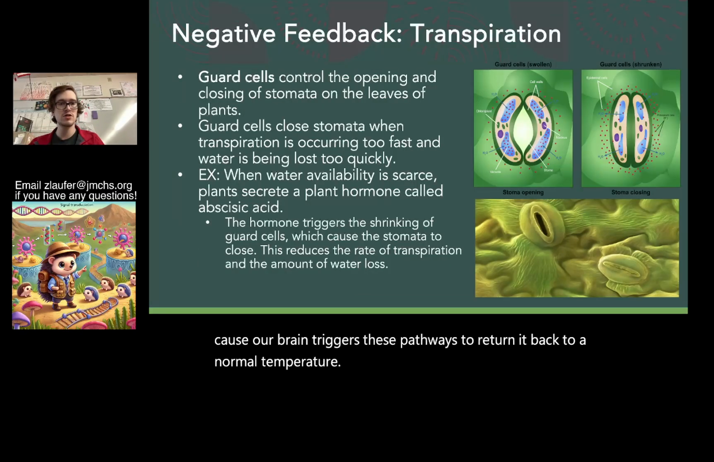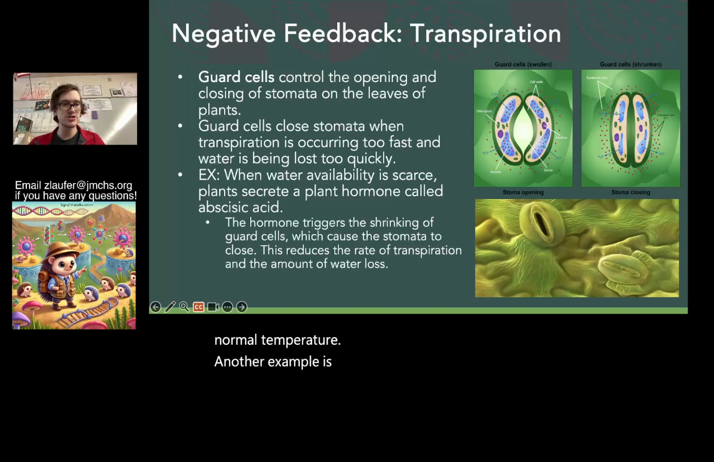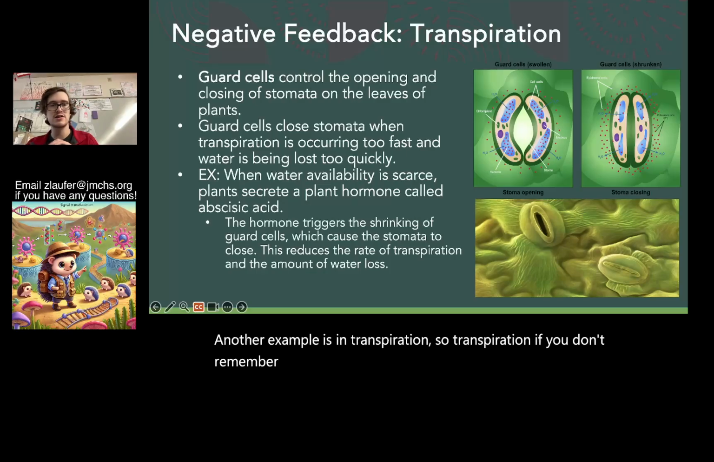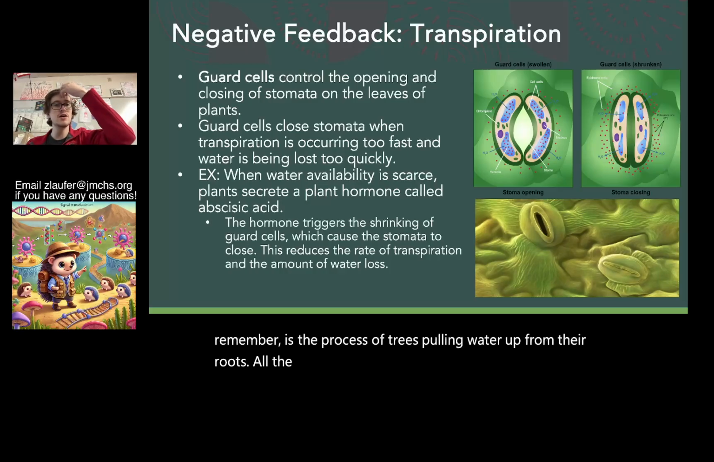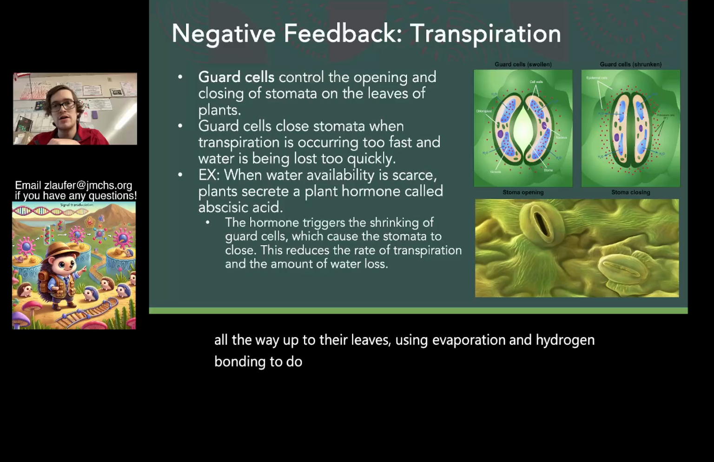Another example is in transpiration. So, transpiration, if you don't remember, is the process of trees pulling water up from their roots all the way up to their leaves, using evaporation and hydrogen bonding to do that. And this also has a negative feedback loop to prevent dehydration.